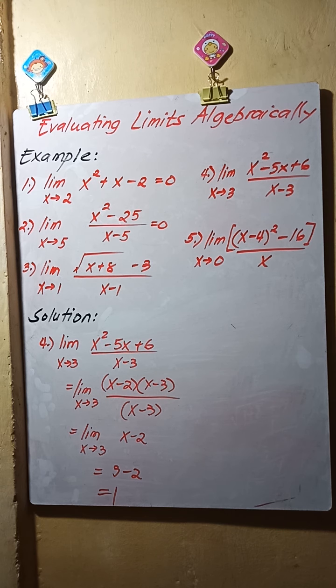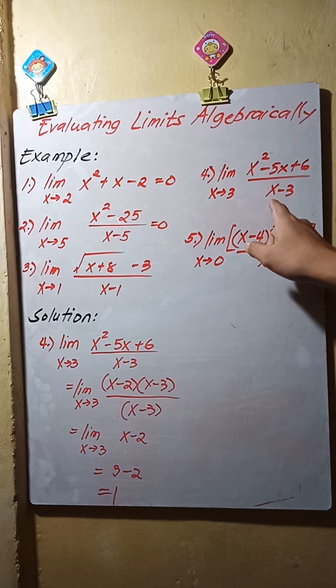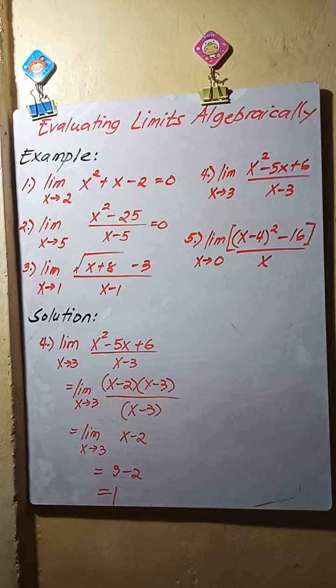Problem number 4 is the limit of x squared minus 5x plus 6 all over x minus 3 as x approaches 3. The same thing happens here. Take note, our target is always to avoid a denominator of 0 because it becomes undefined, and we also cannot have 0 over 0 because it is an indeterminate form. When you plug in the value of x here, it is automatically 0, since 3 minus 3 is equal to 0. So, we look at x squared minus 5x plus 6, which we can factor.